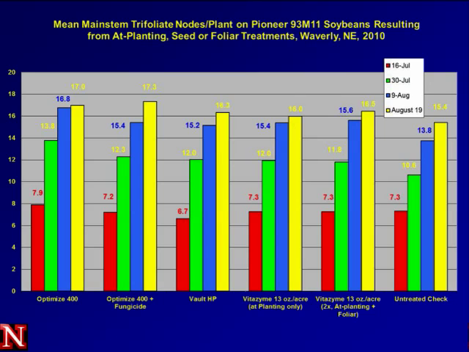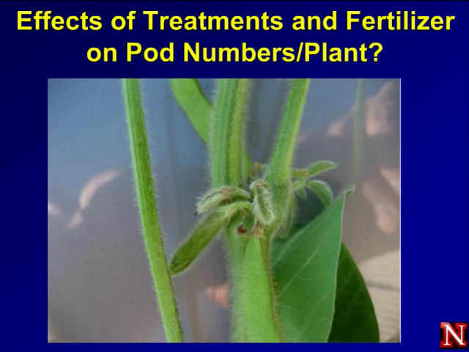So what did this do to the rest of the plant? In this graph, we see the numbers of pods we saw developing by the different treatments during the latter part of July and through basically 2/3 of the way of August. On the far right-hand bars are the untreated check.